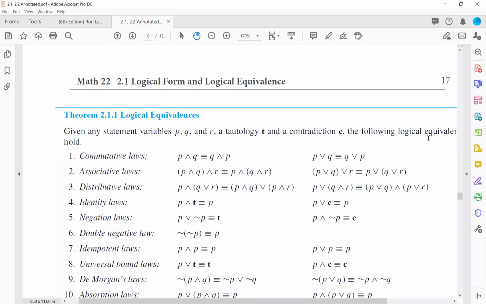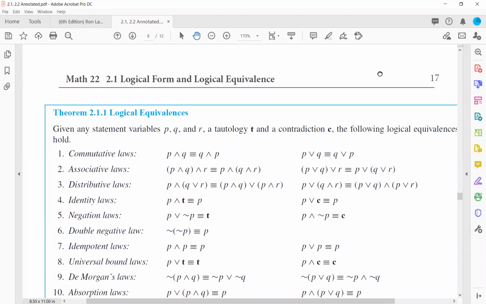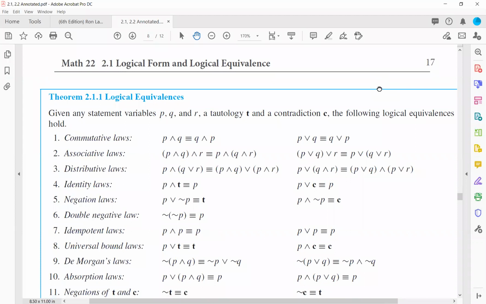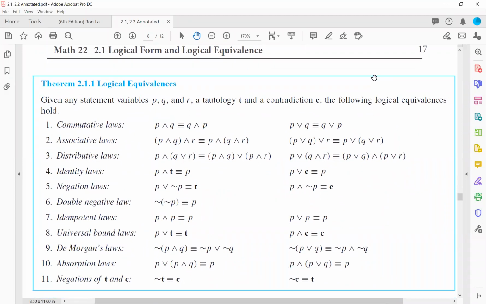Very well, here's a list of important logical equivalences that you need to know. To simplify any compound statement, you can use any laws mentioned here. The first law is called the commutative law. P and Q is the same as Q and P. P or Q is the same as Q or P.